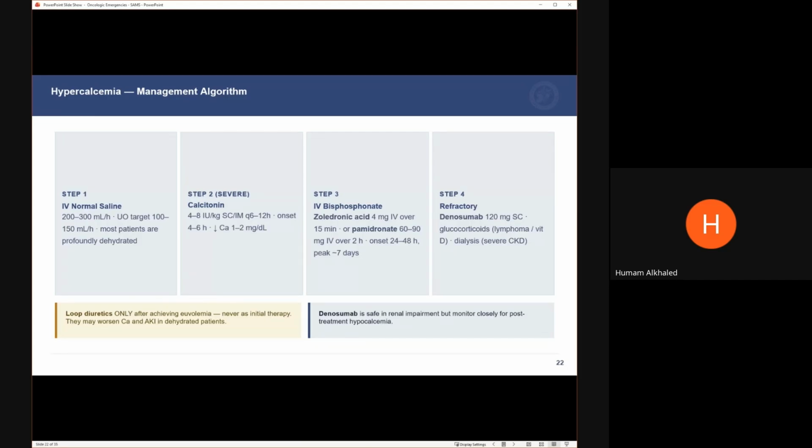One thing to note that is very important is that we do not want to use loop diuretics at the start because they worsen dehydration and kidney injury. So only supplement these patients with loop diuretics when the patient is well hydrated.